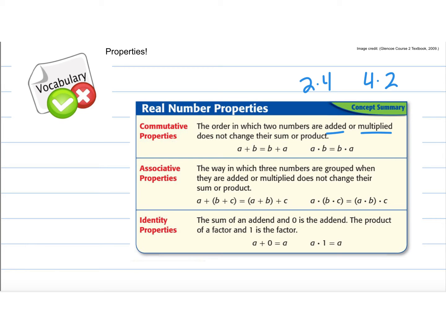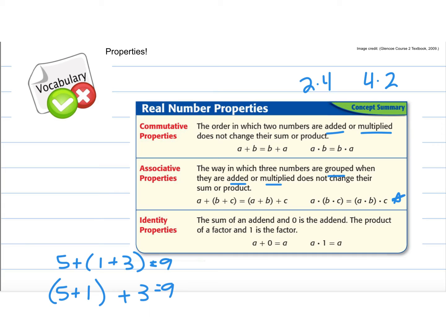The associative property: the way in which three numbers are grouped, that's the parentheses part of it, when they are added or multiplied, again, notice it's only addition and multiplication, does not change their sum or product. So if I had 5 + (1 + 3), that's 1 plus 3 is 4, 4 plus 5 is 9. I also could do 5 and 1 grouped together first, so I could add those two, which would be 6 plus 3. Either way, we get an answer of 9. So you can change how the numbers are grouped, and you get the same answer. And again, that also applies for multiplication.